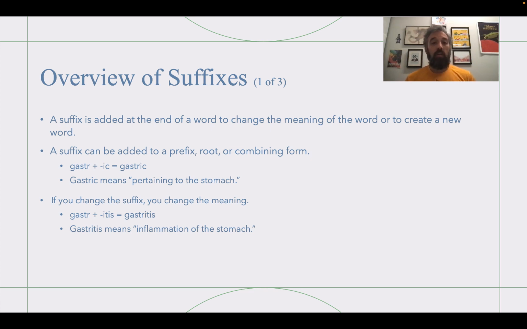If you change the suffix from ic into itis, you still have the same start, the gastr. Itis: gastritis, which means inflammation of the stomach. So you go from ic, pertaining to, to itis, meaning inflammation of.